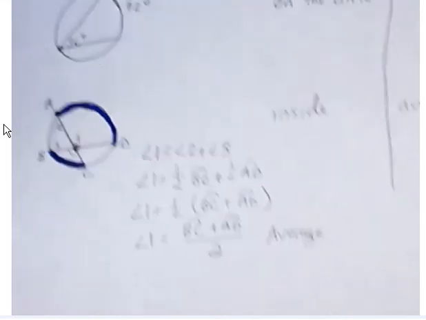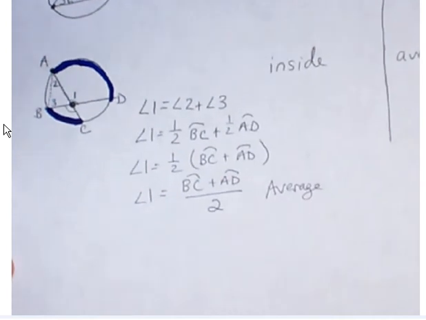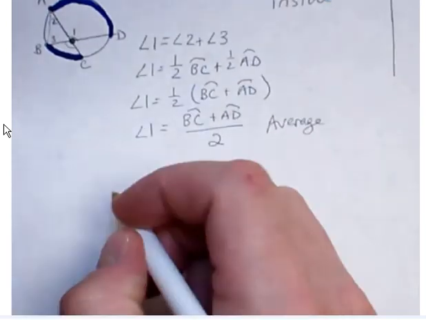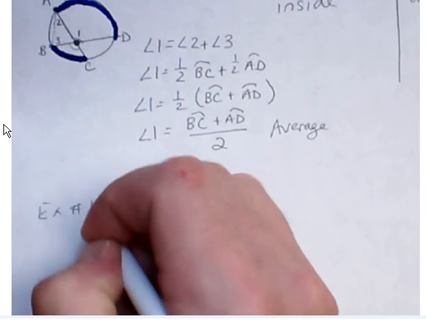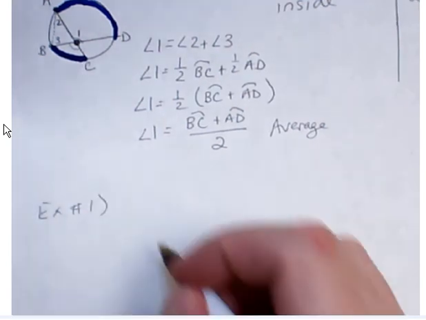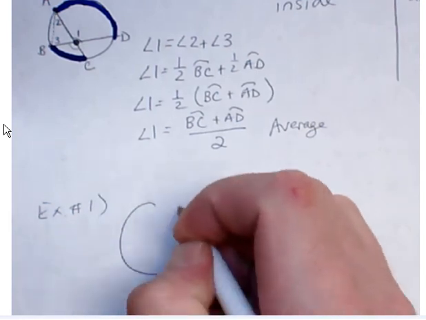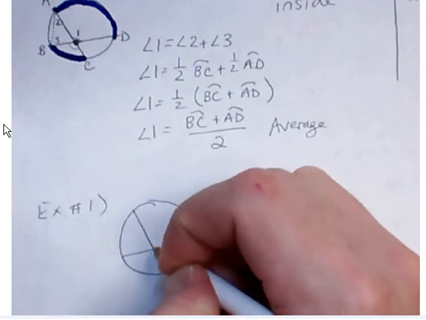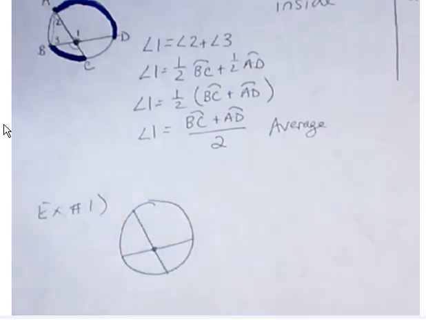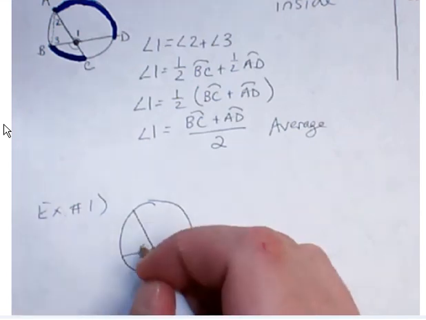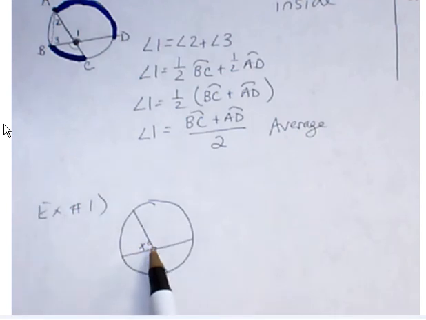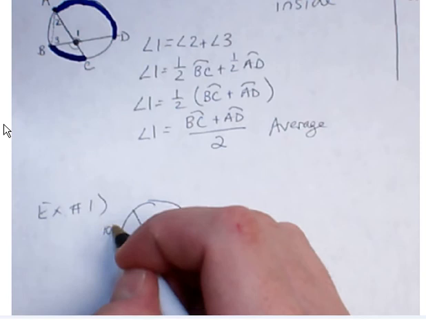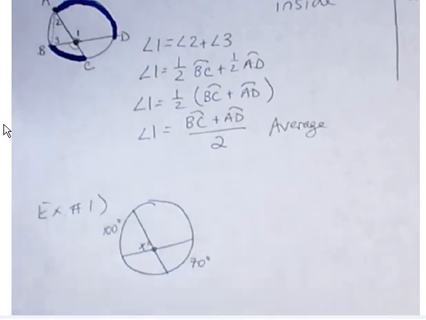Alright, so let's look at a couple examples here using these rules. Example number one. Let's say we have a circle, and let's say we have two chords that intersect somewhere in the circle, but not the center. Okay, this is not a central angle. And let's say that we're looking for x degrees right here, this angle, and this arc is 100, and then this arc is 70. Okay, so that's what we know, and we're trying to find x.